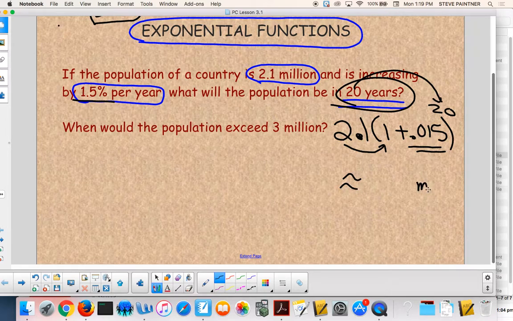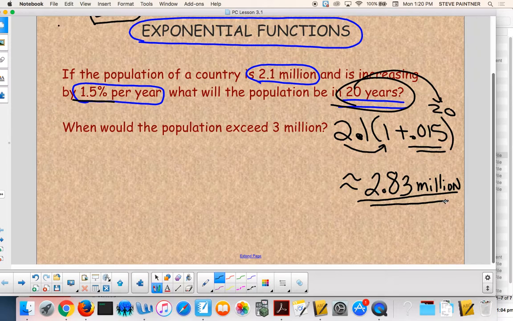How many million people? 2 point what? You say 83? Yep. So you're up around 2,830,000 people. So yes, we did grow. We went from 2.1 million up to 2.8 million, okay?